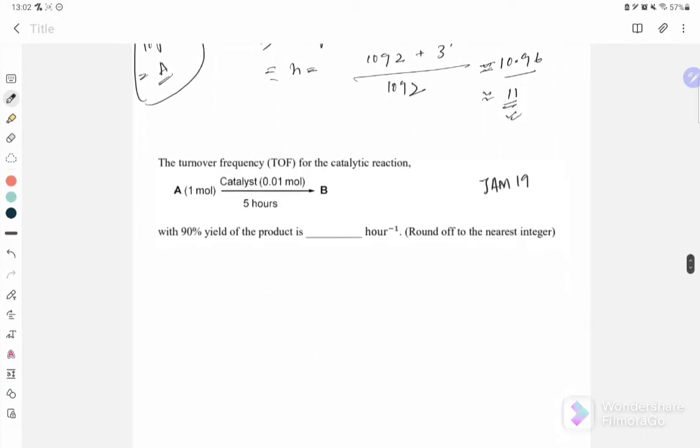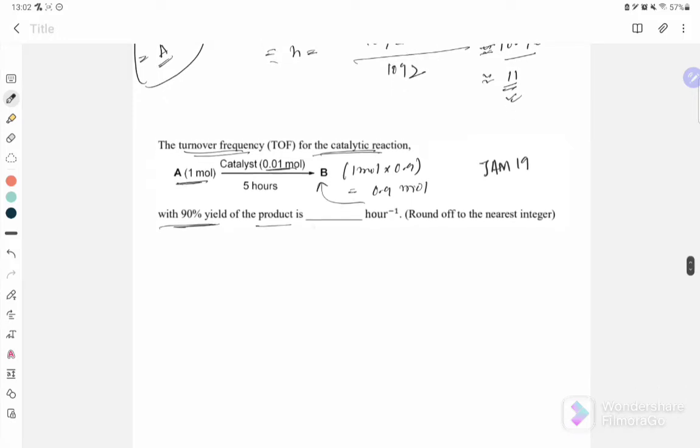That came in JAM 19. Our question is the turnover frequency for the catalytic reaction. The catalyst amount is 0.01 mole, the initial concentration of A is 1 mole, and it says 90% yield of the product. 90% yield of 1 mole means the concentration of B will be 1 mole into 0.9. 90% means the reaction is over, so 0.9 mole is the concentration of B.